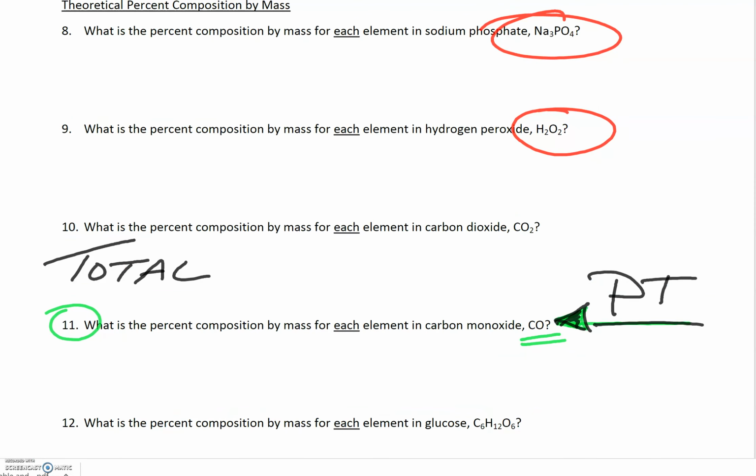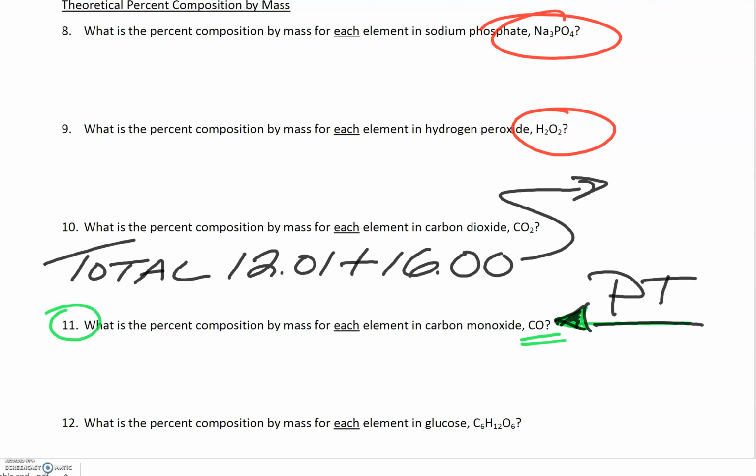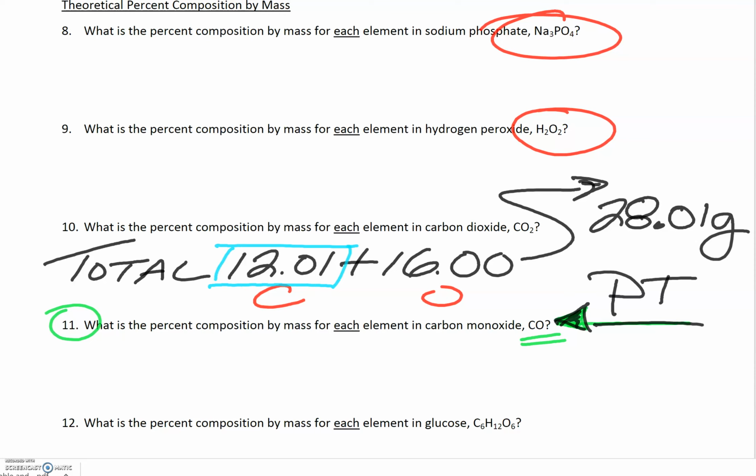So what we're going to do is add those up. We got 12.01, and we got 16 for oxygen. And so that's going to give us our total, which is 28.01 grams. Okay, so the total is 28.01. And so what you do is, this was carbon and this was oxygen. You do the same exact thing, except these are the values that you're going to use. So we got 12.01 for carbon divided by 28, and 16.00 for oxygen divided by 28.